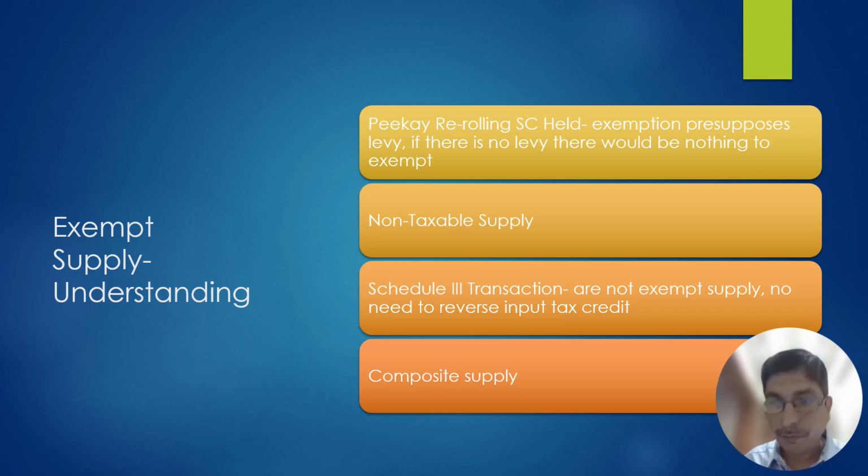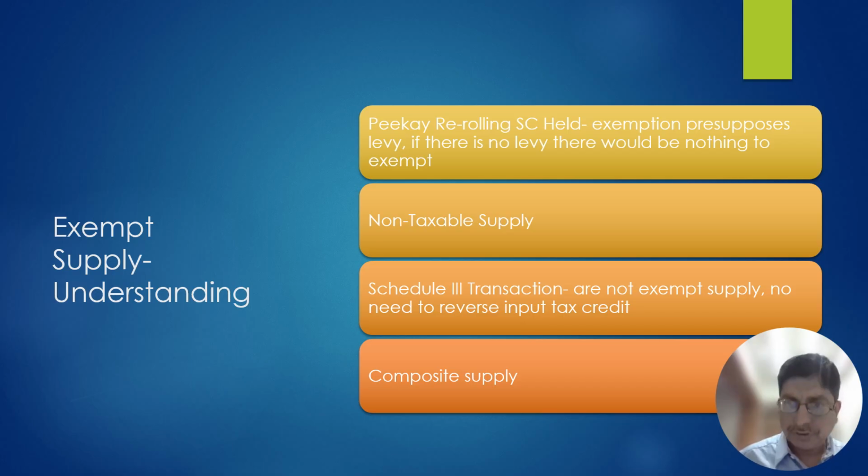Now coming to the next part, composite supply. The definition of composite supply is two or more taxable supplies. Suppose I transport milk from one place to another. Milk is a taxable supply, but exempt. Why is it exempt? Because it carries nil rate of duty. Transportation is chargeable at 18%. So can you say that it is a composite supply?